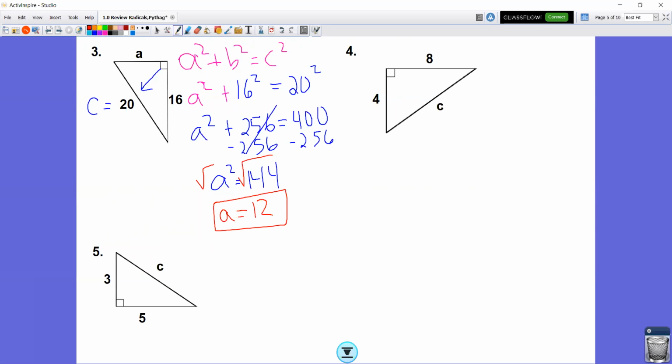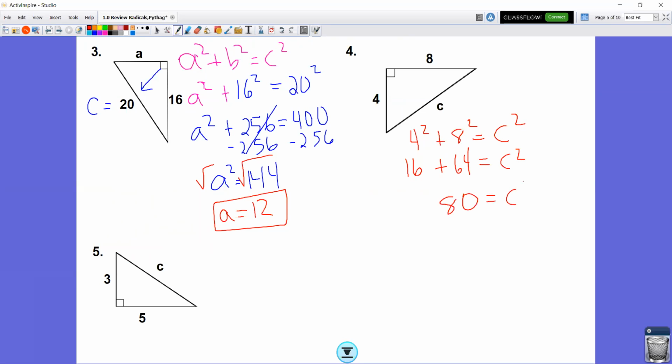Yay. All right, awesome. Number 4, all right, we're looking for C, pretty straightforward. So I'm just going to start right ahead with the numbers. I don't want to waste your time. So 4 squared plus 8 squared equals C squared. Because A squared plus B squared equals C squared, right? Pythagorean theorem. So 4 squared is 16. 8 squared is 64 equals C squared. 16 plus 64 is 80.